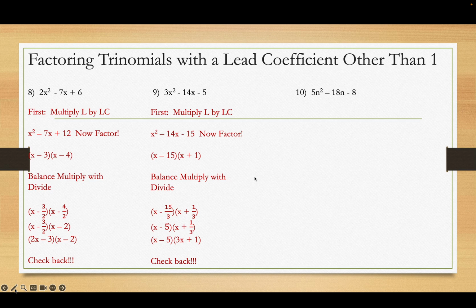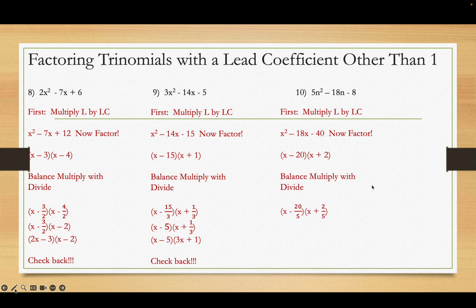All right, number 10. Looking for that common factor, it's not there. So I multiply the last term by the lead coefficient. And that gives me x squared minus 18x minus 40. Factoring that, I get x minus 20 times x plus 2. But now I have to remember that since I multiplied, I have to divide back to balance it out. To do that, I divide back in by that lead coefficient, which is 5, and I get 20 over 5 and x plus 2 over 5. 20 over 5 is 4. I can't reduce 2/5, so I put that 5 in front there, and I get x minus 4 times 5x plus 2.